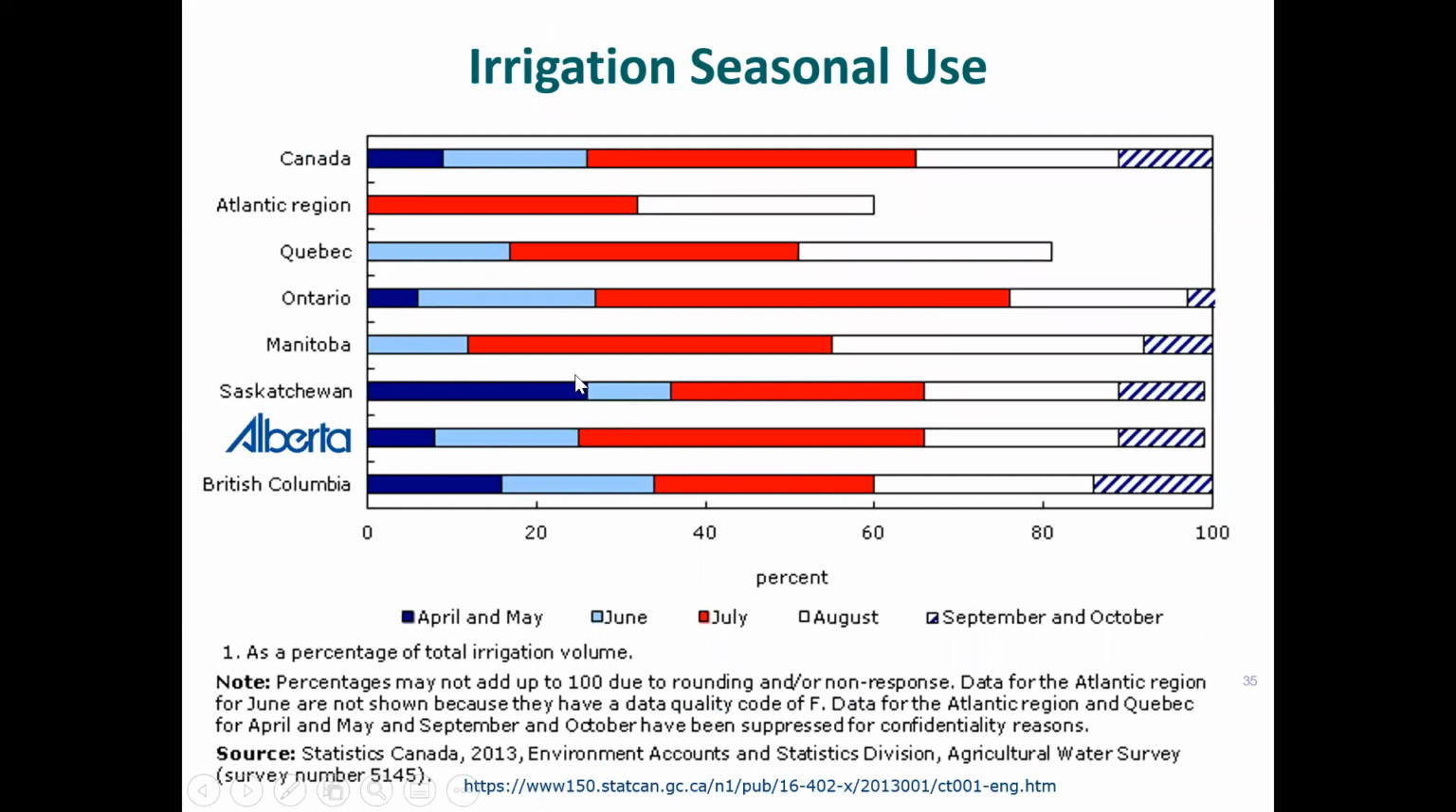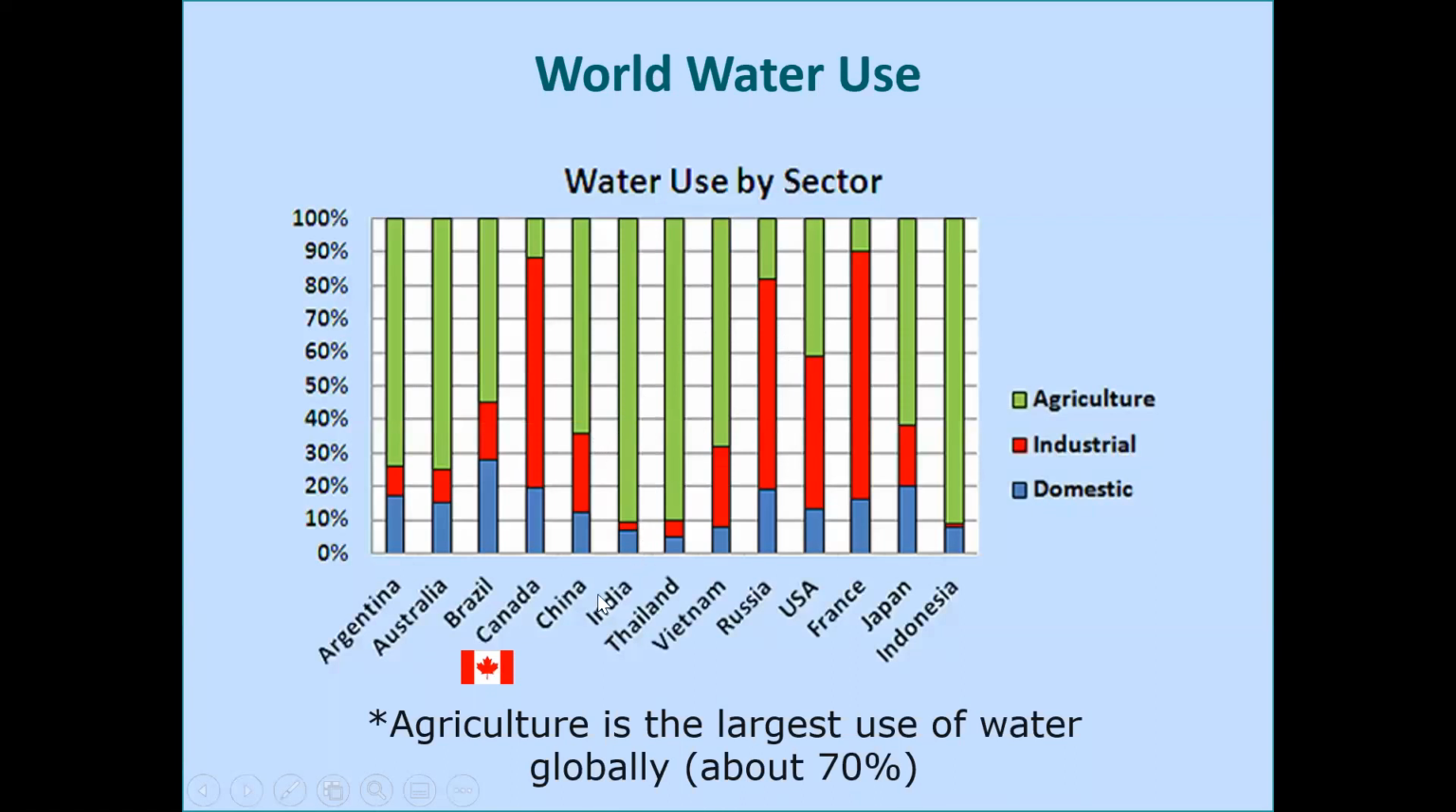Here's something else that I thought was kind of interesting, the seasonal use of irrigation. And you can see that July is the biggest red part here, which is where most provinces are getting and using water for irrigation. And there's Canada right here. You can see Canada uses a lot of water for industry and a lot less for agriculture compared to other countries. You can see Thailand and India, most of the water uses are for agriculture and so on. And it's always kind of interesting to see how these things compare between different countries.